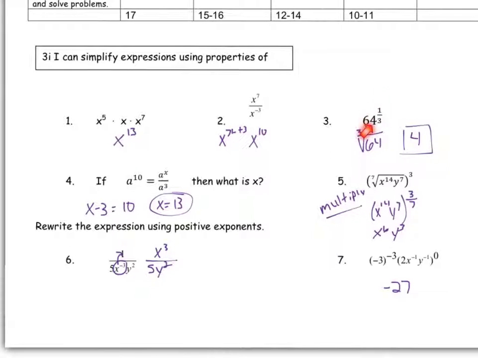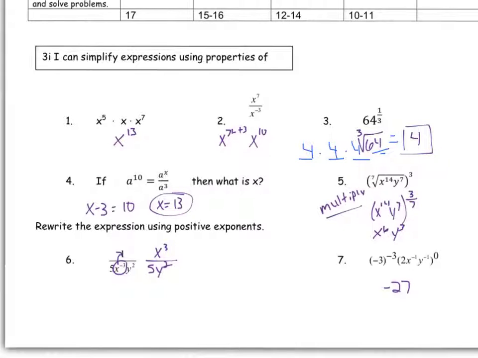For rational or fraction exponents, remember the denominator goes in the front, the numerator in the back. Since it's 1, I don't have to have that. And what it means is what number, when you take it as a factor 3 times, equals 64. So because 4 times 4 is 16, times 4 is 64, the cube root of 64 is 4.